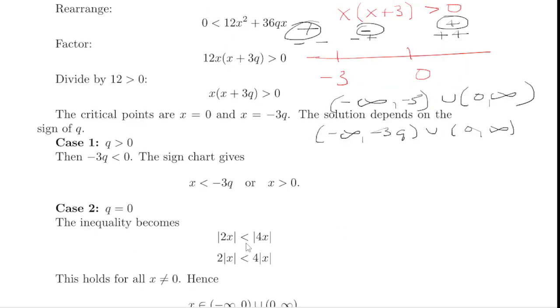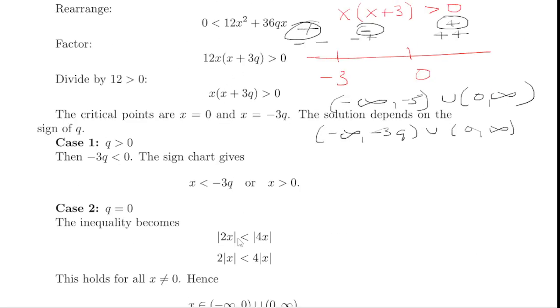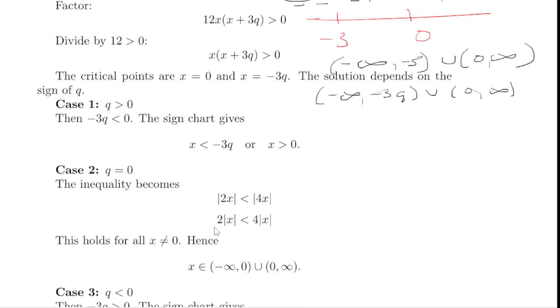Now the second case is when q is equal to 0. So if q is equal to 0, now this is gone. We have the absolute value of 2x is less than the absolute value of 4x. And the 2 and the 4 are constants, so they can come outside of the absolute value. And so this is always going to be true as long as x is not 0. Because if x is 0, we get 0 is less than 0, which makes no sense.